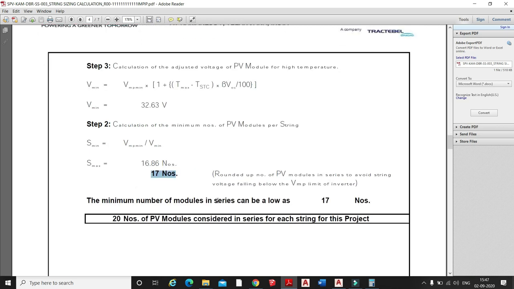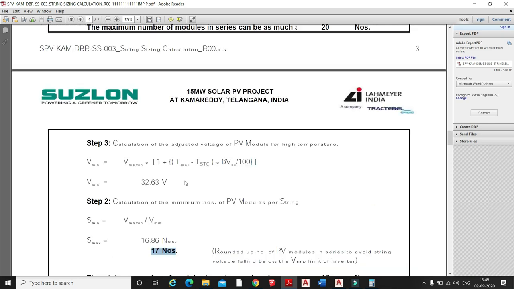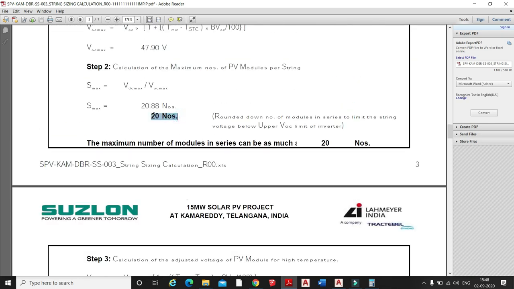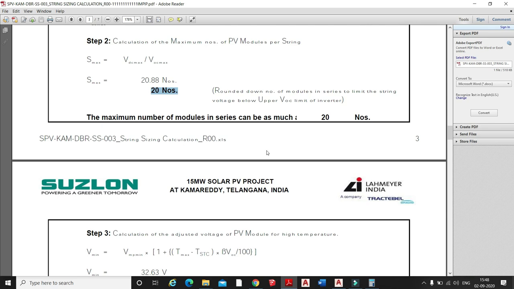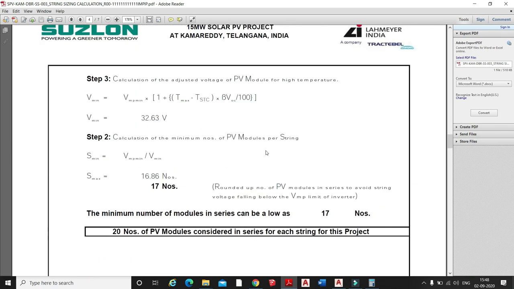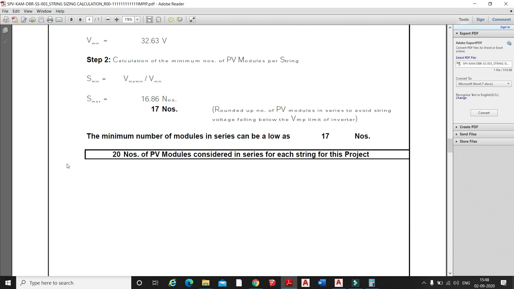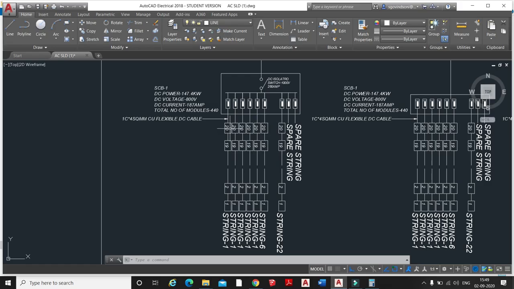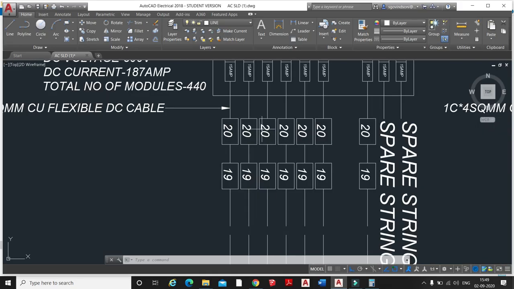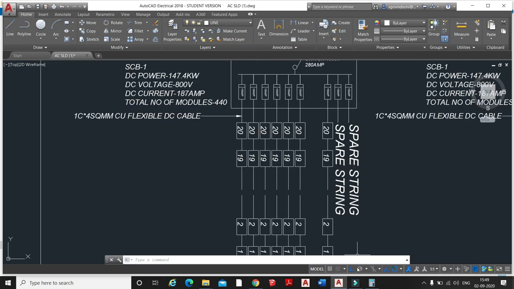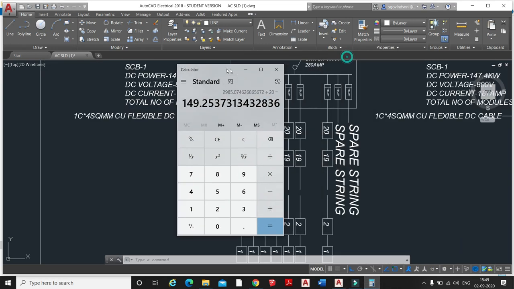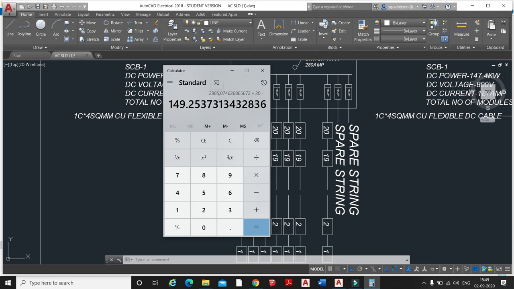So you calculate your string sizing: what is your minimum module number in series and maximum module number in series. You can refer to this calculation and calculate the minimum and maximum number of modules in series. So we can consider 20 PV modules in series for each string for this project. I have chosen 20 modules in series because we know that our total number of modules is 2985.